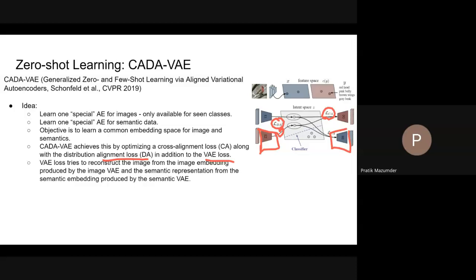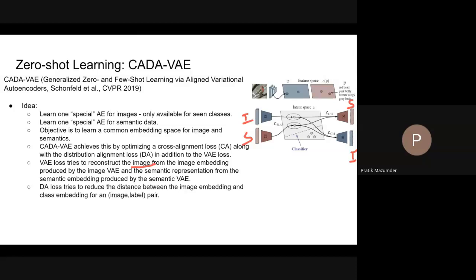The VAE's job is simple. A VAE is an autoencoder. Its job is to reconstruct whatever input it is given. So if the input is an image, it will try to reconstruct the image back. If the input is a semantic vector, it will try to reconstruct the semantic vector back. I think in the previous class I may have mentioned this to be the distribution alignment loss, which was not the case.